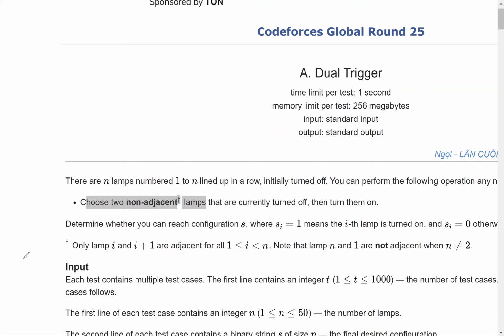New video. Okay, so this is the video tutorial for the contest Codeforces Global Round 25. This is the very first problem, Dual Trigger.